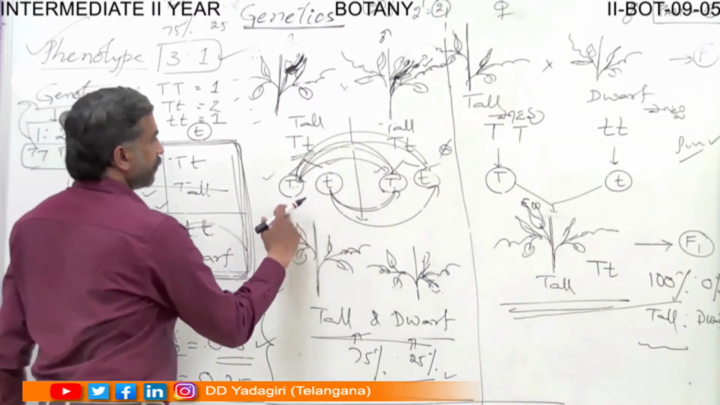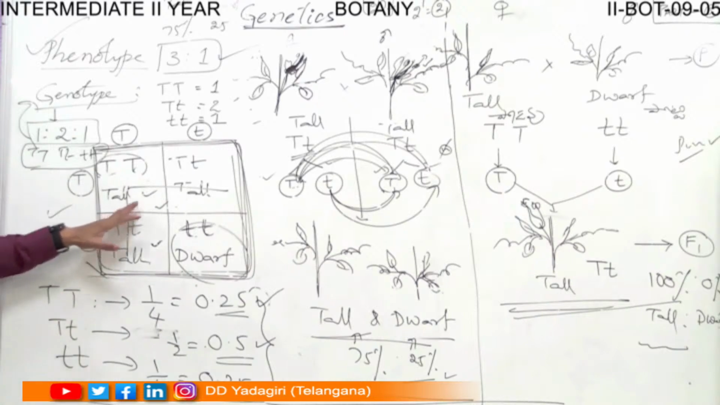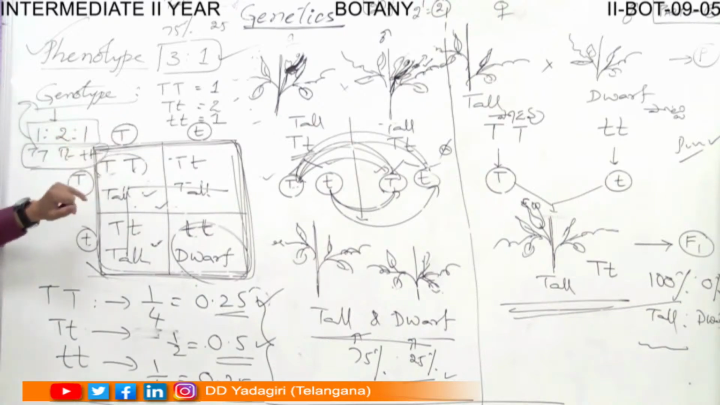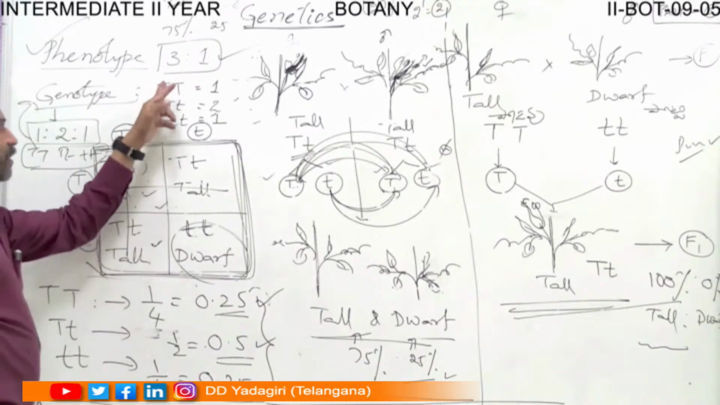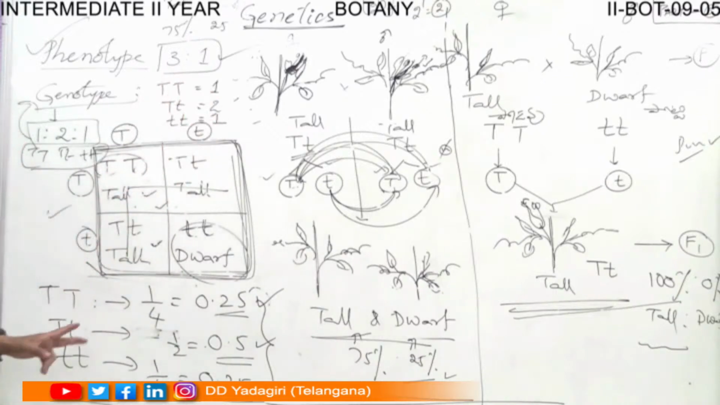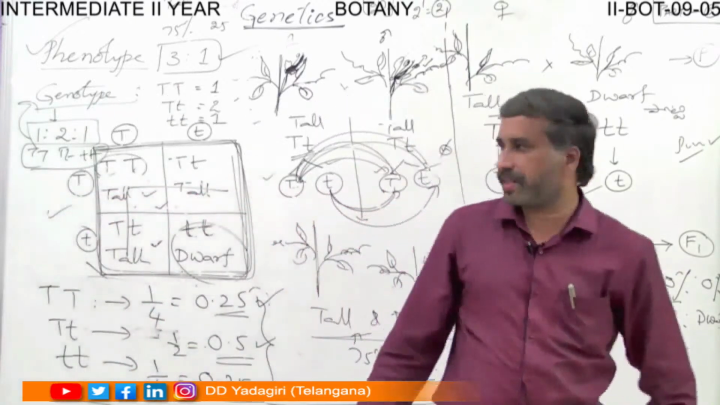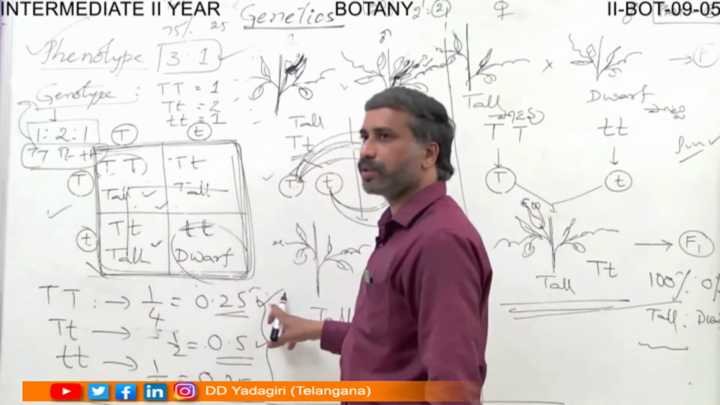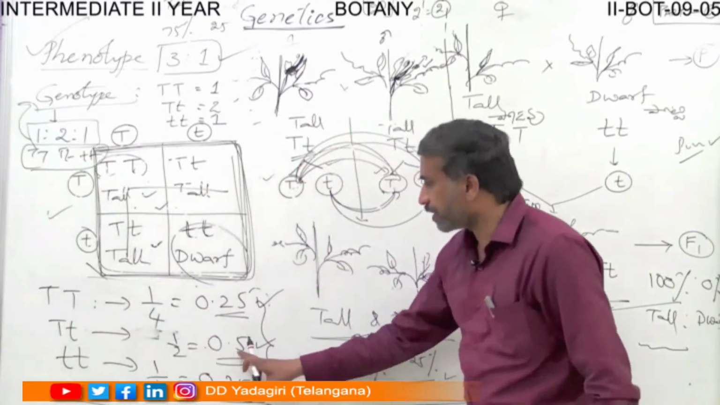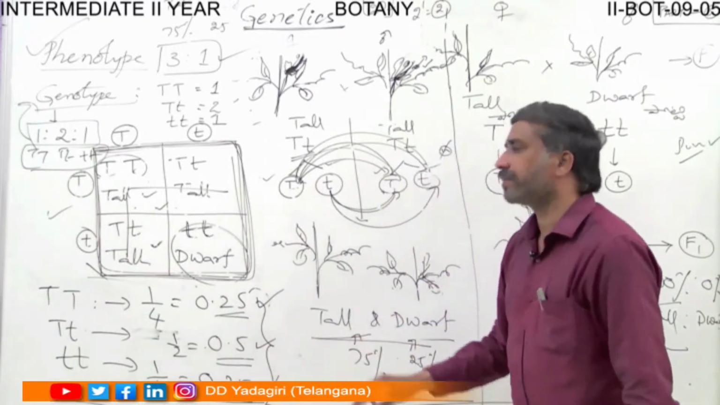After that, by the random mating of gametes, you will get these types of plants. The genotypic ratio of the F2 generation is 1:2:1, and the phenotypic ratio will become 3:1. The percentage of tall plants is 75% and the percentage of dwarf plants is 25%. The probability of homozygous tall plants will become 0.25, heterozygous tall plants 0.5, and homozygous recessive or dwarf plants 0.25.